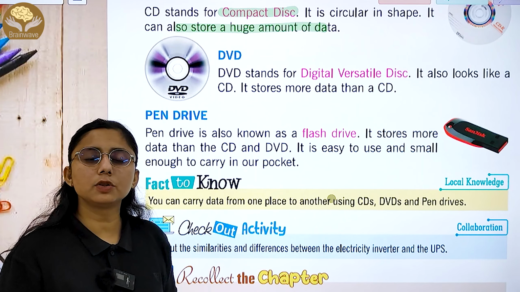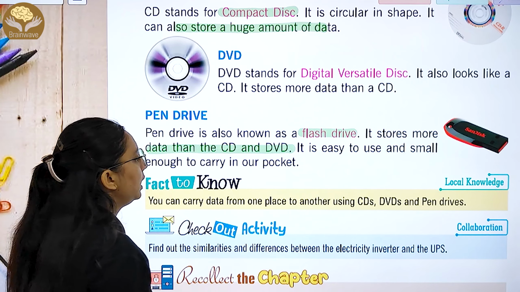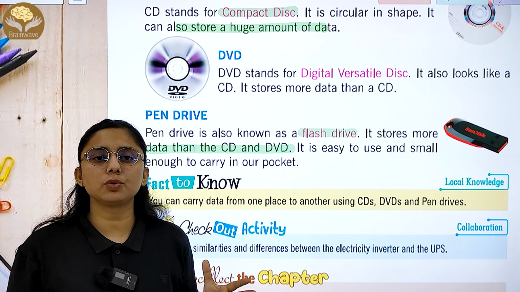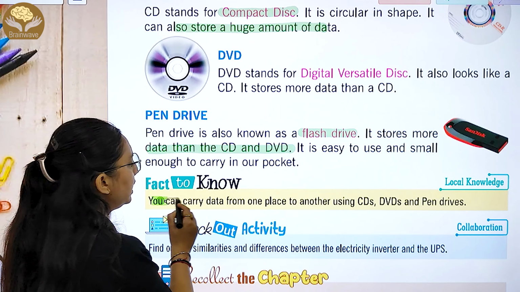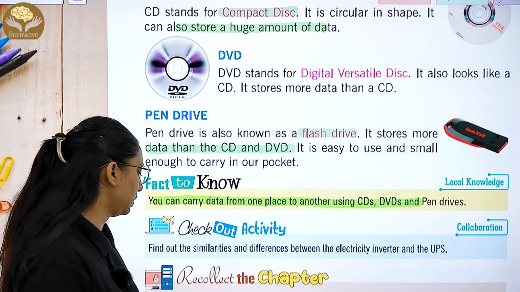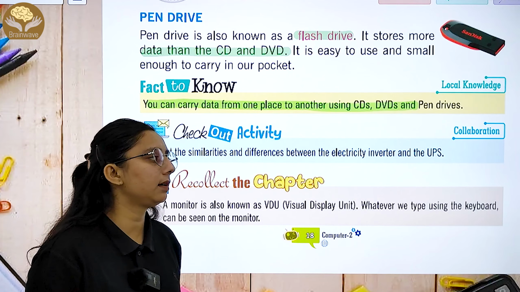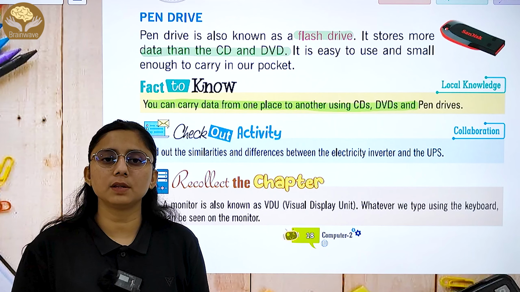Next is pen drive, which is also known as flash drive. It stores more data than CD and DVD. It is easy to use and you can carry it from one place to another because it is very small. You can carry data from one place to another using CDs, DVDs, and pen drives. Now, what you have to do, you have to find the similarities between electricity inverter and UPS. What is the difference? A vast difference.